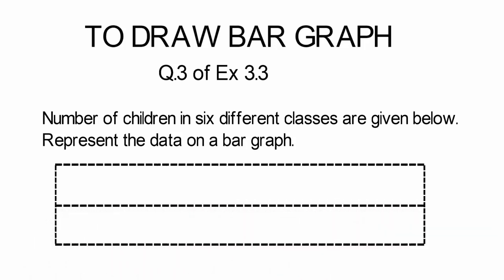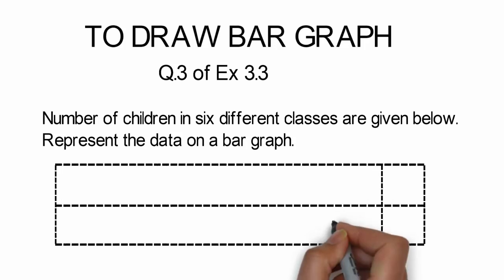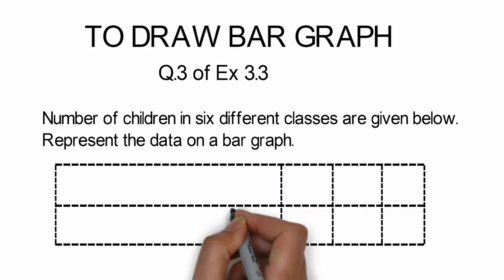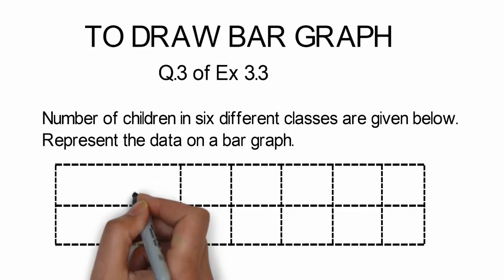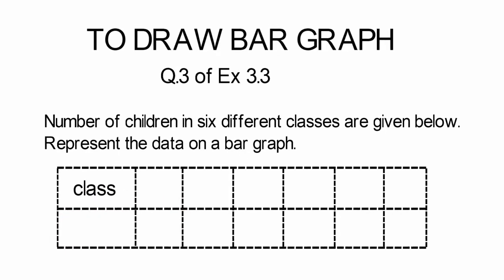Since 6 classes are there, we have to make 6 boxes and 1 box extra where we're going to mark the classes and the number of children. So we have drawn the 5 boxes. This is the 6th one and 1 is extra. In this we're going to write class and below it number of children.